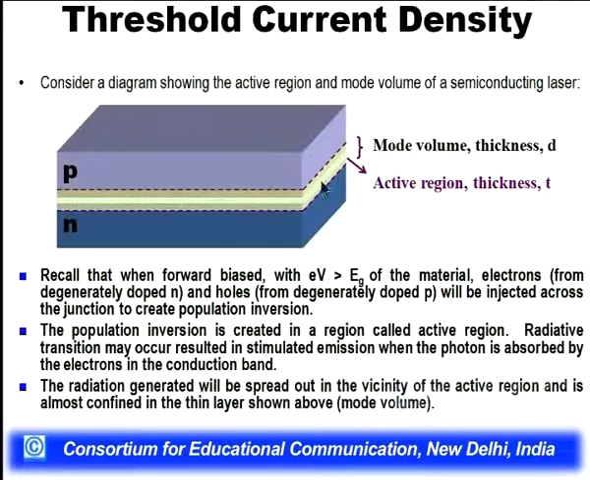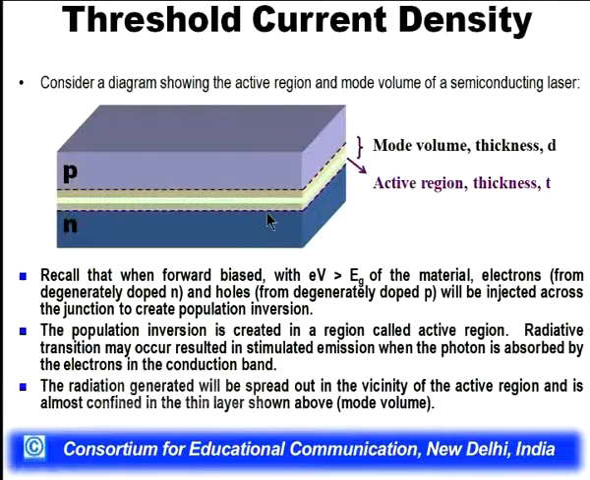Here we achieve the population inversion in between the PN junction by doping the P and N regions respectively. The population inversion is created in a region called the active region, as we are getting the population in the form of P and N in this active region. Radiative transitions may occur, resulting in stimulated emission when the photon is absorbed by the electrons in the conduction band, and then we can get the population inversion.